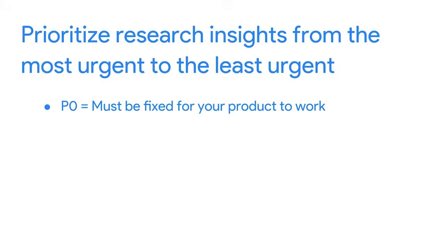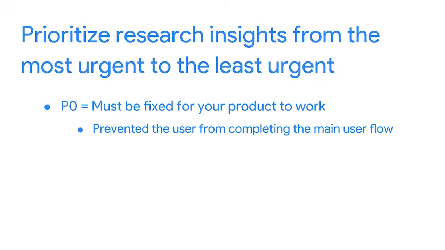For example, were there any parts of the design that prevented the user from completing the main user flow? Imagine if users weren't able to book a dog walker in our dog walking app. That's definitely something we'd want to fix and would be considered a P0 issue. Or were there parts of your design where users felt tricked? This might indicate a deceptive pattern.